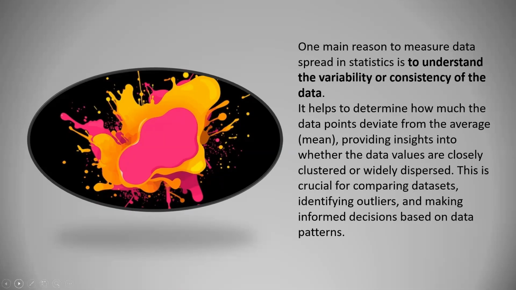The main reason to measure the data spread is to understand the variability or consistency of the data. It clearly tells us how each data point is deviating from the average or from the central point, so that you can clearly understand whether the data are closely clustered or widely spread. This is also an example where we need to understand the data spread so that we can clearly see whether it has some outliers, whether it is so consistent or so variable. Let's try to understand the same with a real example.